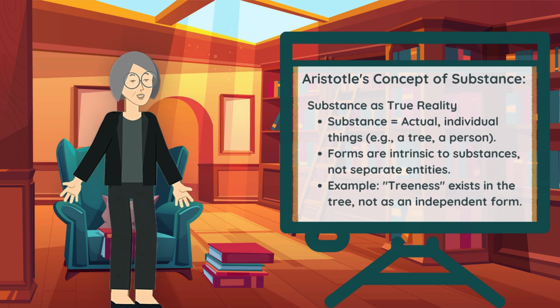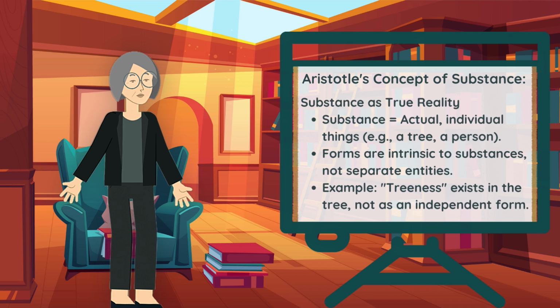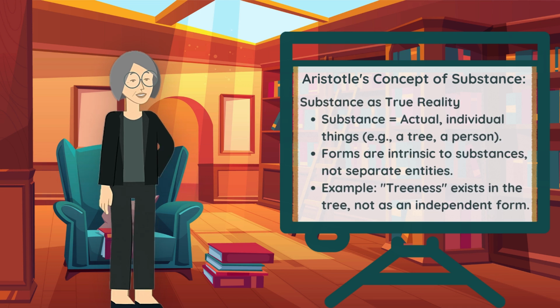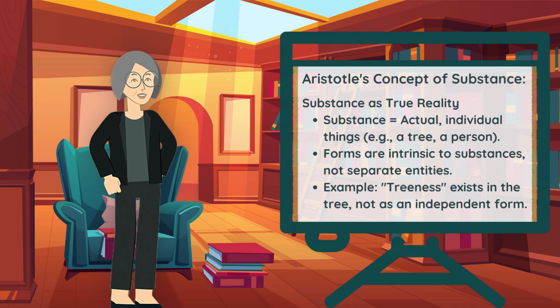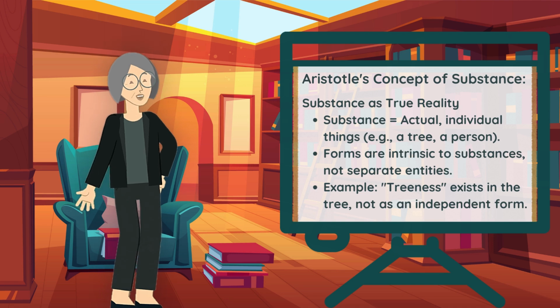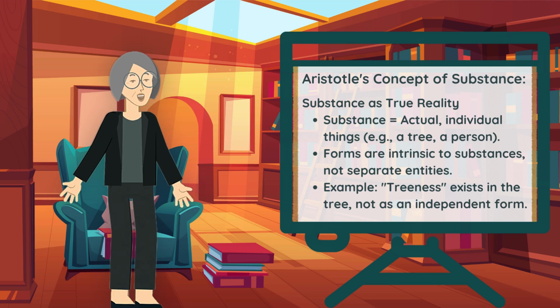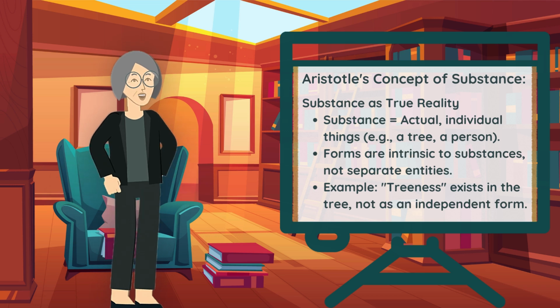So, how did Aristotle counter Plato's theory of forms? He did it with his concept of substance. For Aristotle, substance is the true reality. But what does he mean by substance? In simple terms, substance is the actual, individual thing, a tree, a horse, a person. It's what exists on its own and can be described by its properties like size, color, and shape.